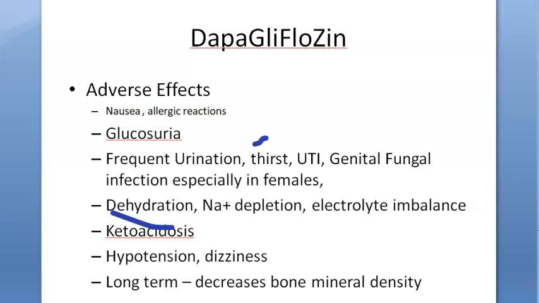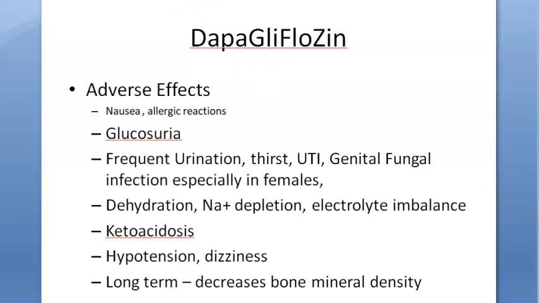And because you're dehydrated, you will become hypotensive because the blood volume will become less. And then because of hypotension, you will have a little less blood flow to the brain. You'll get dizziness. All these are adverse effects, okay? And now what is happening? All this sodium is going out of your body, so electrolyte imbalance. Because of this dehydration, ketoacidosis can happen, right?